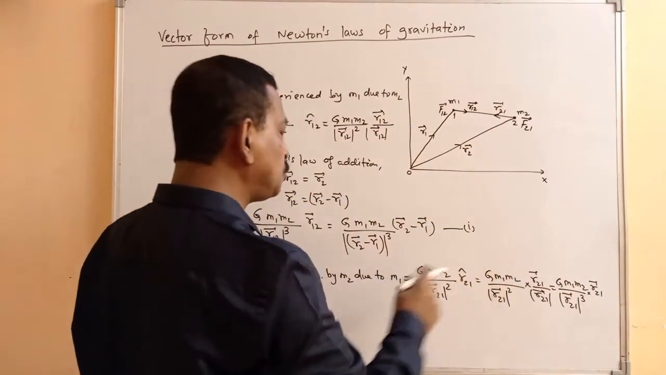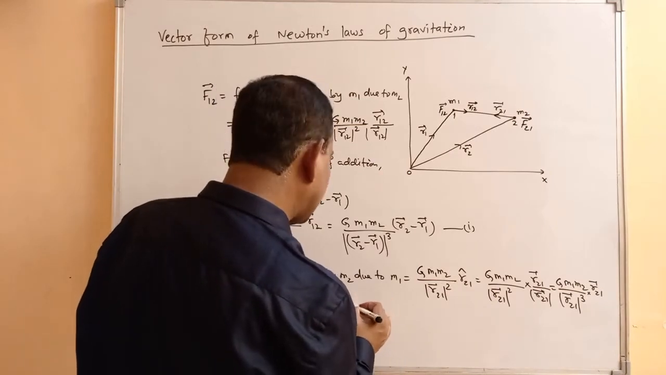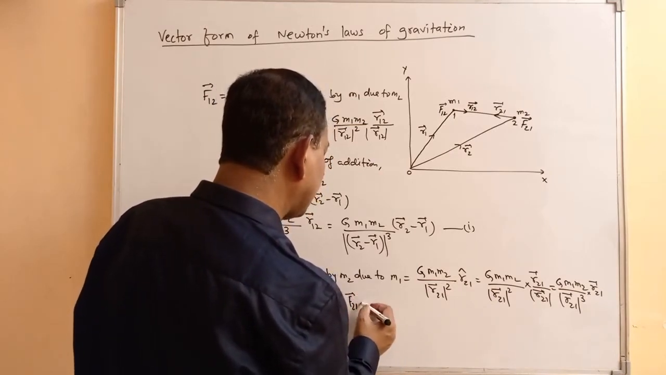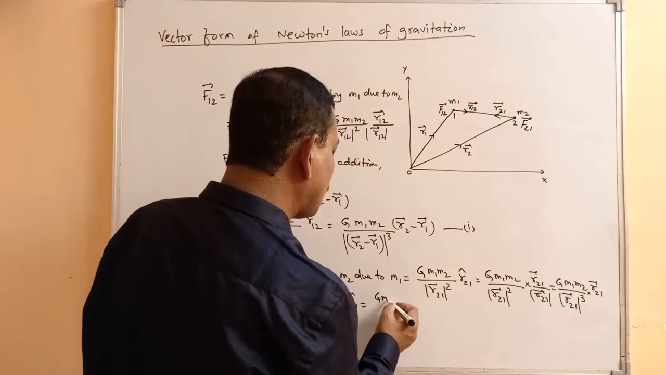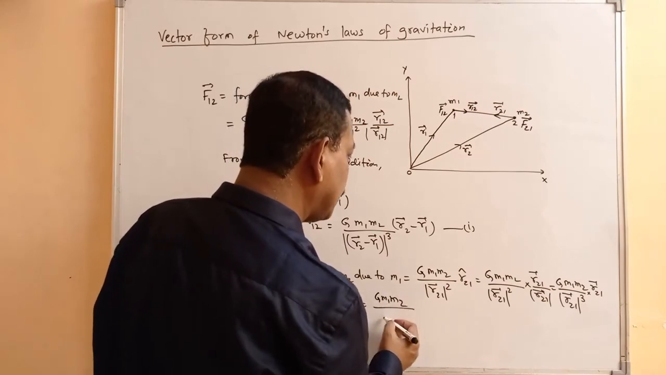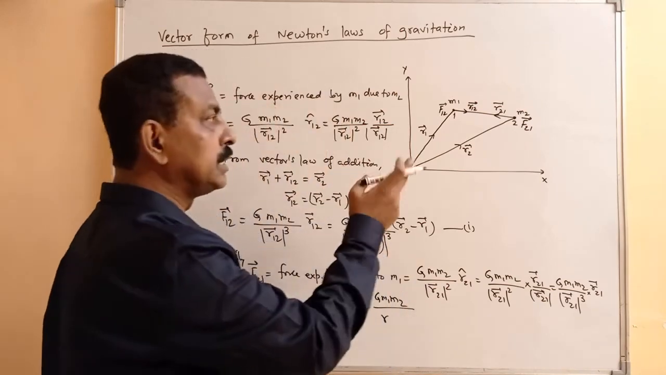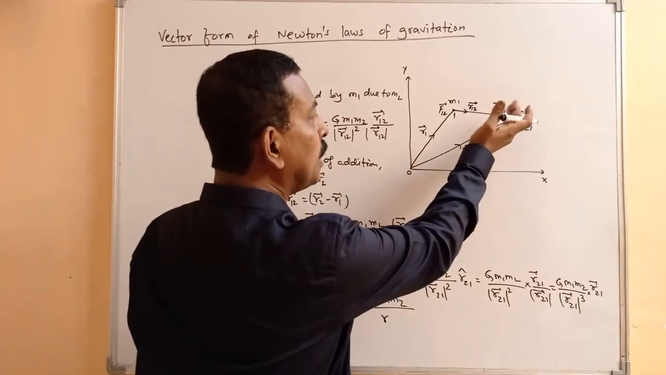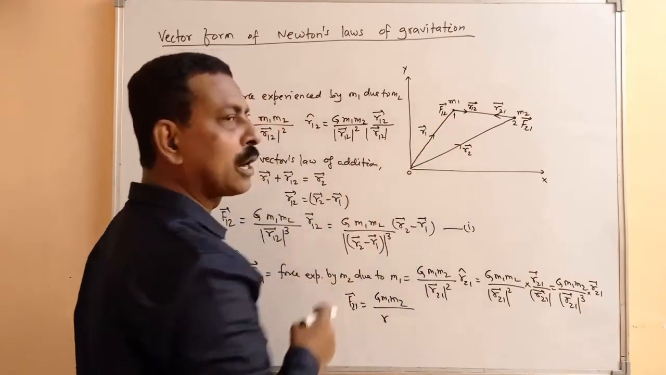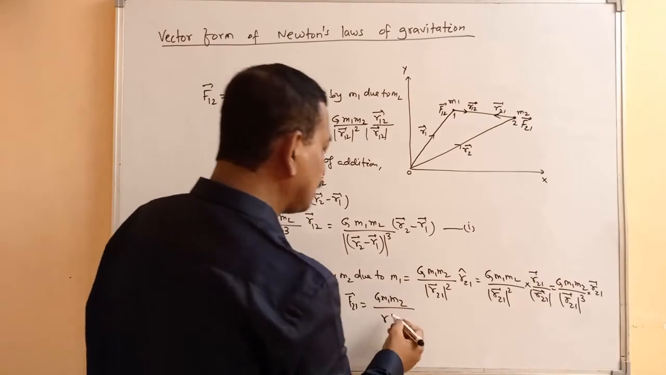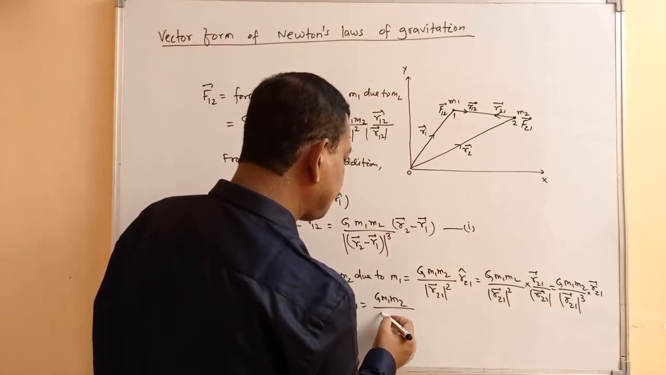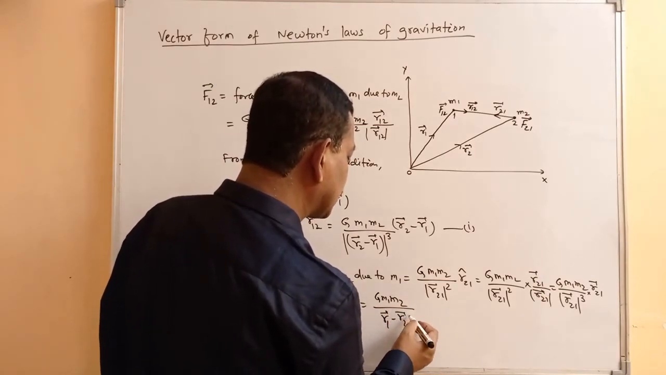And now if I substitute for this, what will I get for F21? F21 will be G m1 m2 by the magnitude cubed, where r2 plus r21 gives r1. So this time, r21 will be the r1 vector minus the r2 vector.